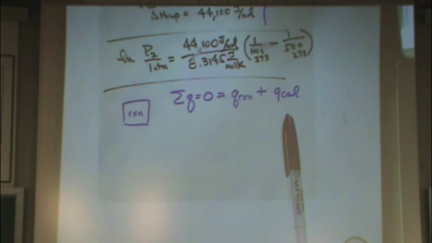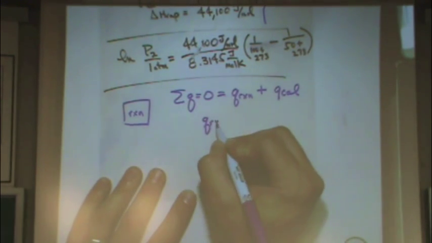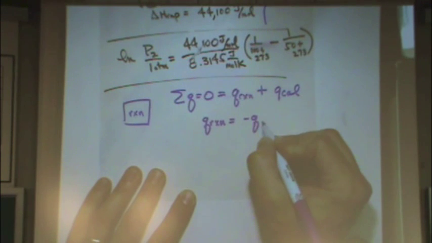And usually for a bomb calorimeter, we consider the whole calorimeter to be one entity, and it's all increasing so much temperature. Okay? So you only have 2 terms in the typical bomb calorimeter problem, and typically you want to solve for Q reaction. So let's do that. That'd be minus Q cal.